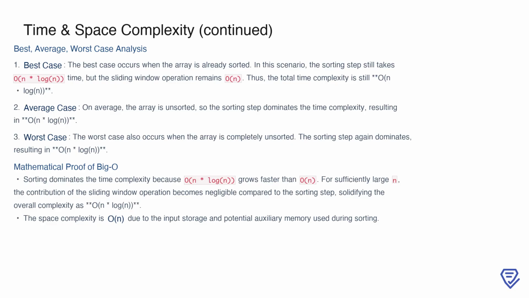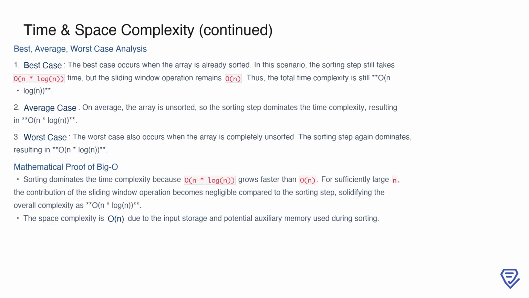Similarly, in the worst case, where the array is completely unsorted, the sorting operation still dictates the overall time complexity at O(n log n). To mathematically confirm the big O, we observe that O(n log n) grows faster than O(n), so the sliding window's contribution becomes negligible for large n.